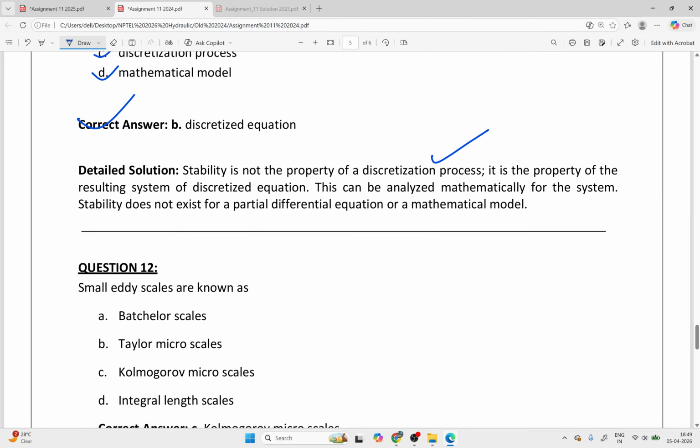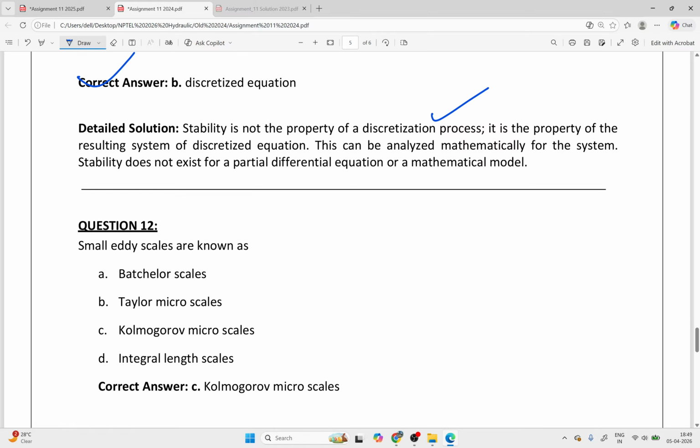Okay, so now the next: small eddy scales are known as your Batchelor scale, Taylor macro scale, Kolmogorov macro scale, or integral length scale. So your small eddy scale is the Kolmogorov microscale. Remember.